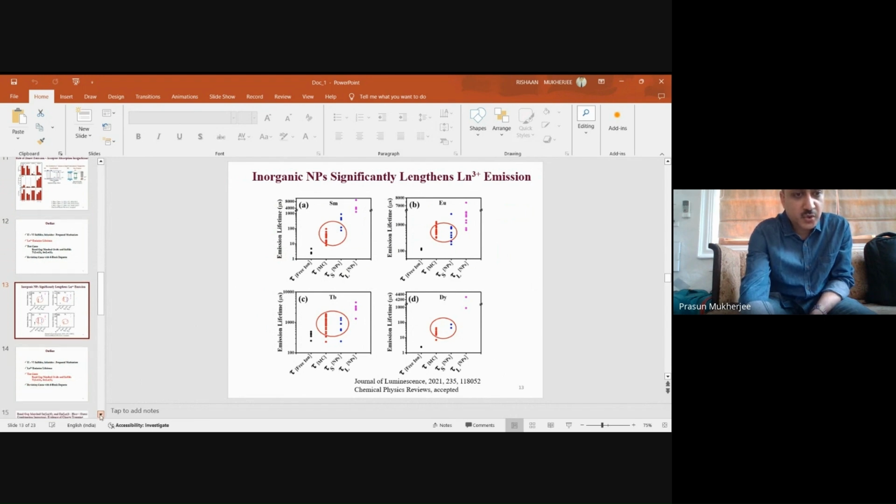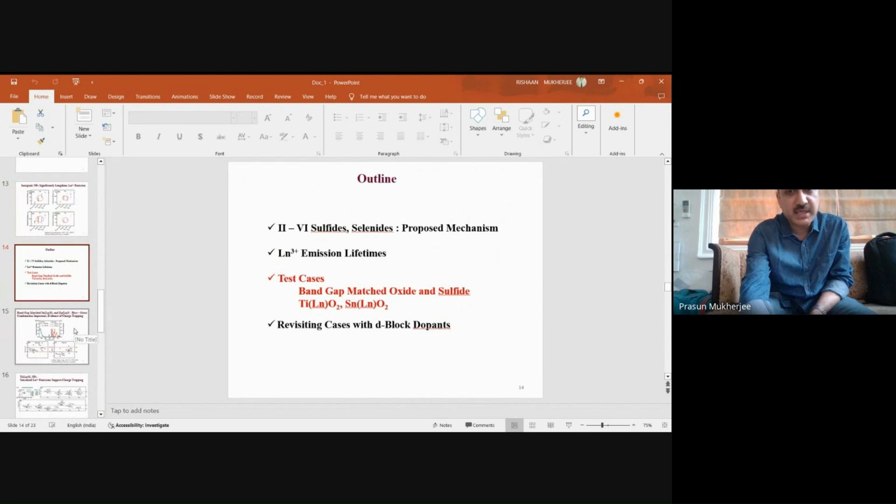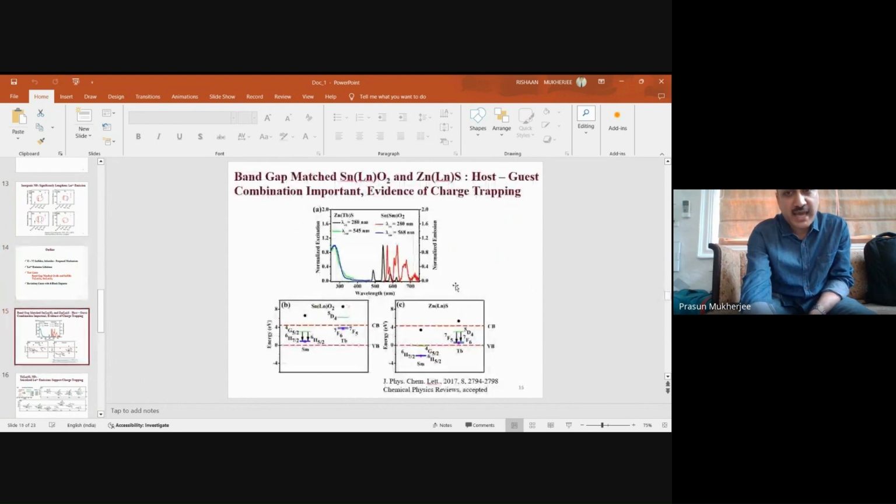With this note, we wanted to verify with a couple of systems how this charge trapping idea correlates with experimental outcomes. For that, we performed an experiment comparing band gap matched SnO2 and ZnS systems. We took SnO2:Sm, SnO2:Tb, ZnS:Tb, and ZnS:Sm.